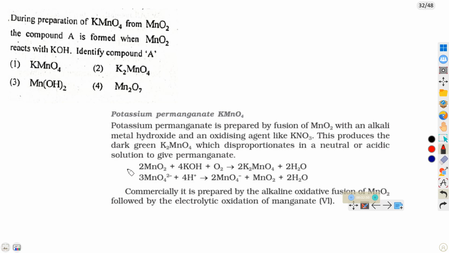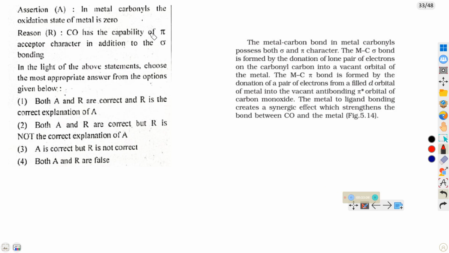During preparation of KMnO4 from MnO2, the compound A is formed when MnO2 reacts with KOH. Identify compound A. The compound A is K2MnO4. Assertion: in metal carbonyls, the oxidation state of metal is 0. Correct. CO has the capability of pi acceptor character in addition to the sigma bonding. This is also correct. It forms synergic bonding or back bonding. Both A and R are correct, and R is the correct explanation of A.